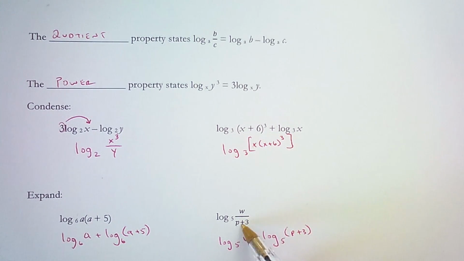We want to make sure we put that p plus 3 in parentheses when we expand this. Otherwise, it'll be log base 5 of p, and then we're adding 3 to that value. So we want to make sure we put parentheses around that when we put it into our expanded form.